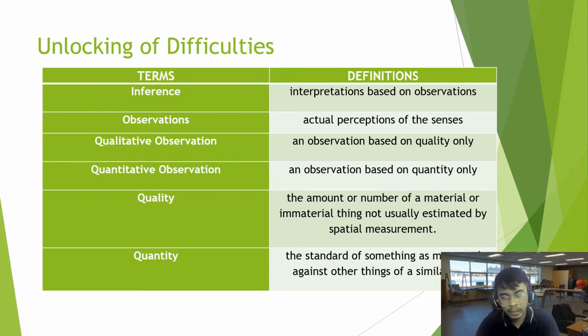Now, when we speak of quality, it refers to the amount or number of a material or immaterial thing not usually estimated by spatial measurement. Wherein, when we say quantity, it is the standard of something as measured against other things of a similar kind. Okay? So, you may jot down these terms in your notebook, but we will discuss these terms as we cover the topic itself.